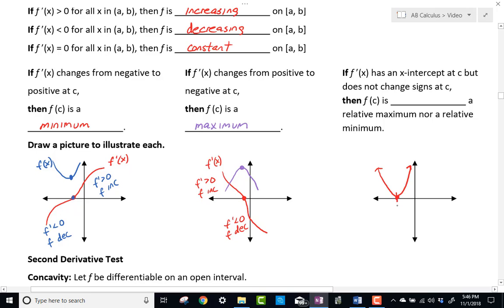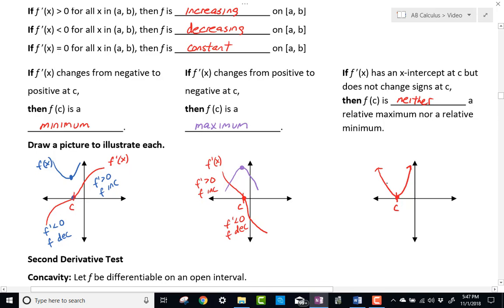Okay, so this is my value of c right here. I guess I should have marked that on each one of these graphs, but on my first graph, this would have been some value of c here. This would have been some value of c here. All right, so if f prime of x has an x-intercept at c, but it does not change, that means that f prime is always positive, which means my graph of f is increasing all the time. There's no place where f is decreasing. So that means that f of c is neither a relative max or a min. Okay? There's something else going on with f.